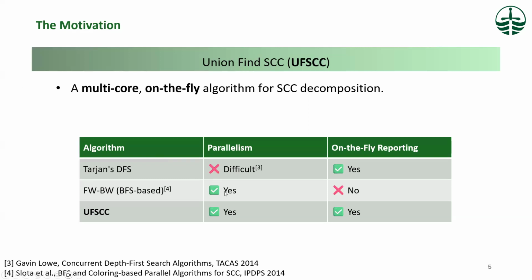Now, Tarjan's algorithm has on-the-fly reporting. That means we don't need to explore the whole graph or store the whole graph in memory before we look for the SCCs. For example, with a verification graph, a model checking graph, or online graphs, we don't have the whole graph on hand, like these dynamic graphs for Facebook. So we need to find the SCCs on the fly in that case.